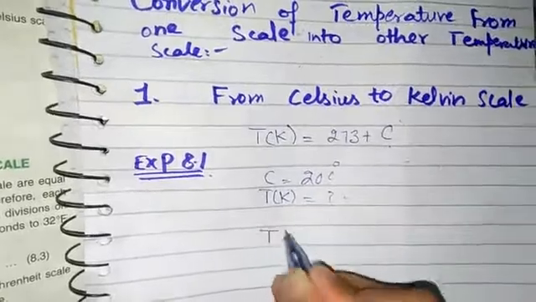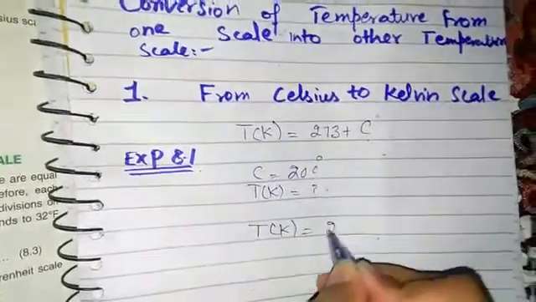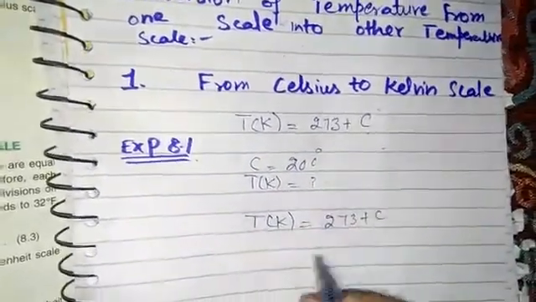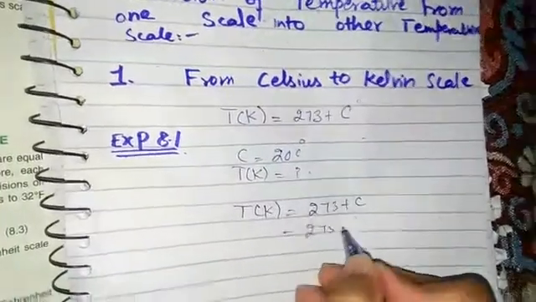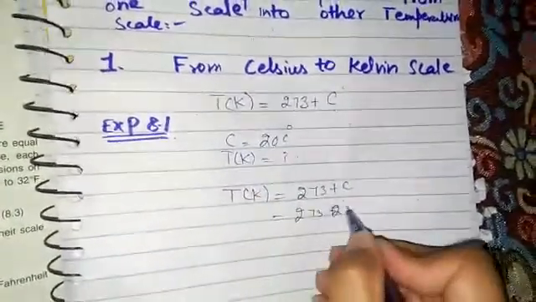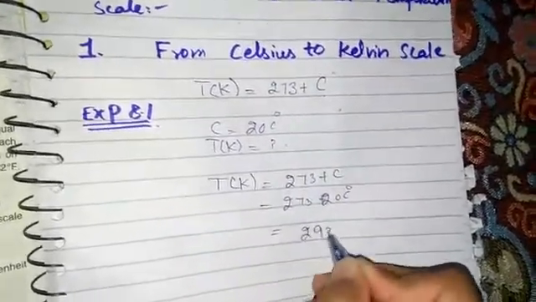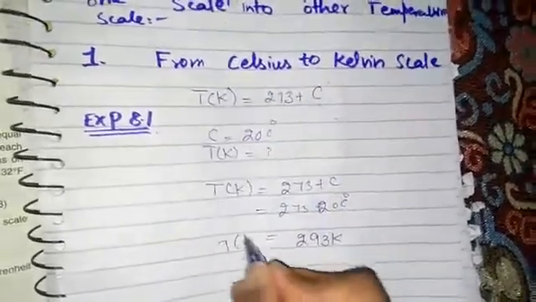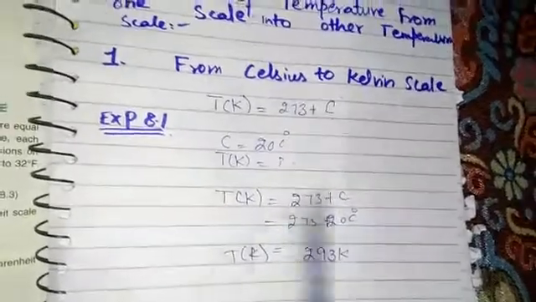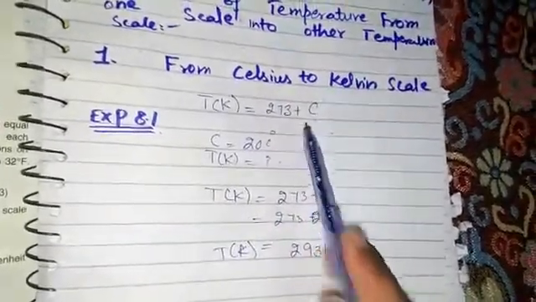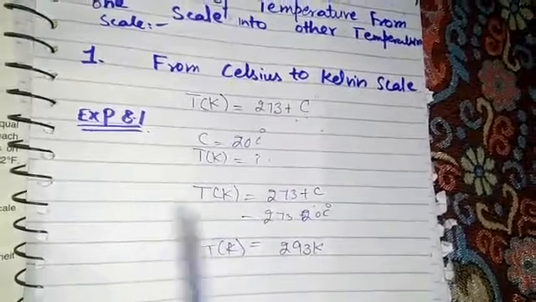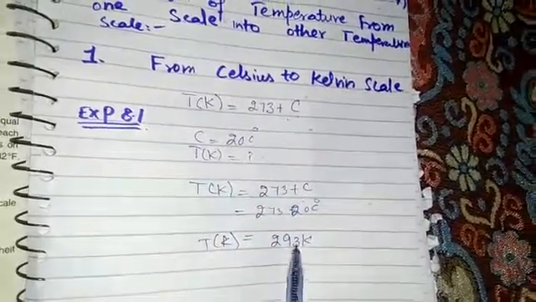The formula is temperature in Kelvin is equal to 273 plus Celsius. 273 plus 20 Celsius. By adding, our answer becomes 293 Kelvin. This is your temperature in Kelvin. This is your formula and this is your example. The answer of the example is 293 Kelvin.